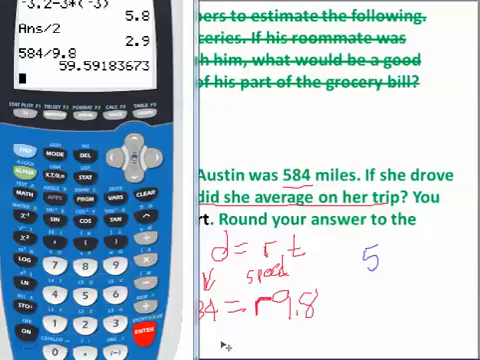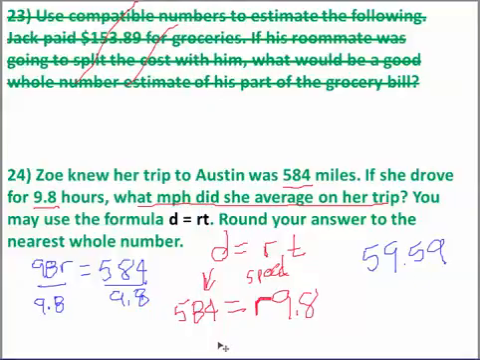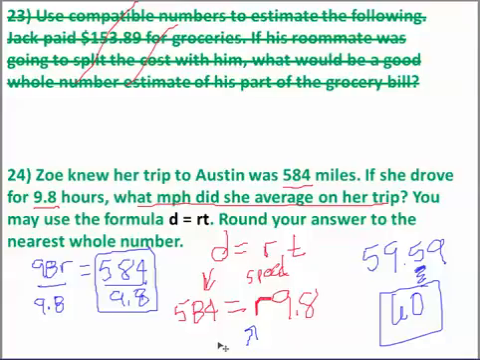And they want it to the nearest whole number. So I look at the number past, and I see that it's 5 or higher, and I'm going to round that up to 60 miles per hour. So what did I do? I thought, what would I multiply 9.8 by to get 584? And that brought me to, oh, I need to know how many 9.8s are in 584.